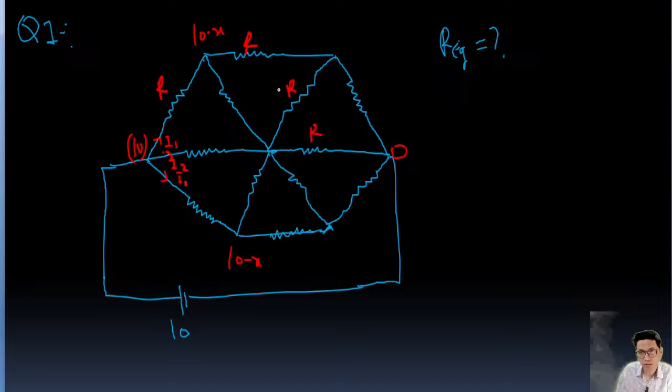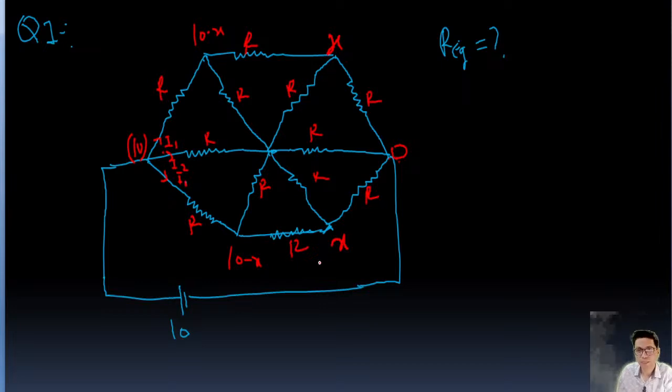This is R, this is R, these are the resistances, all R. This is important, guys. We have connected this circuit with a 10-volt battery. The voltage at this point is 10 and at this point is 0, at these points it is 10 minus x, and at these points the voltage is x and x.